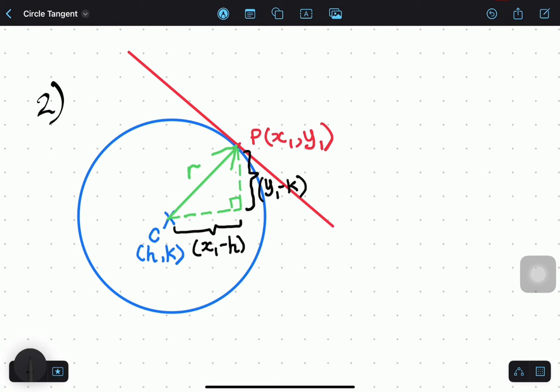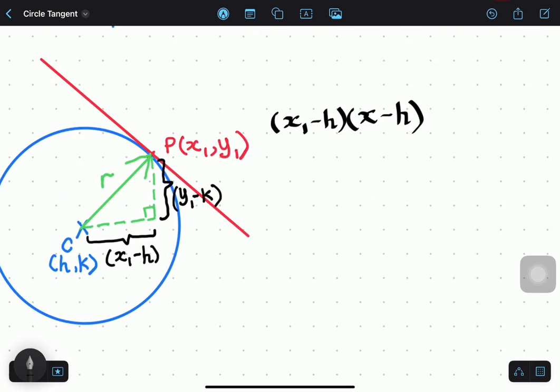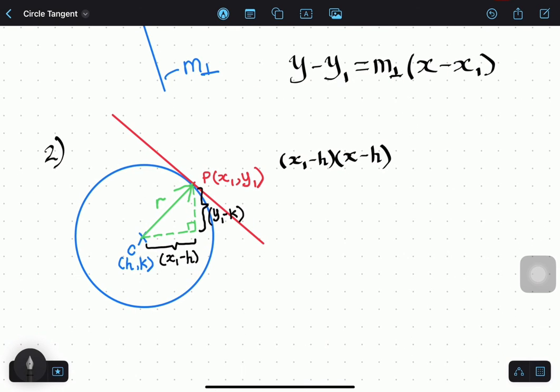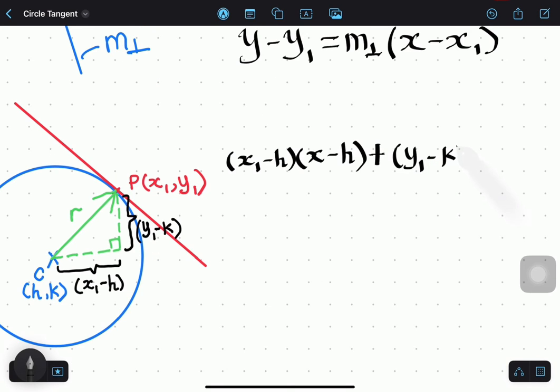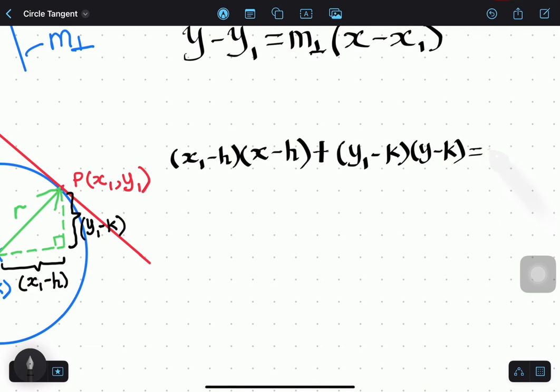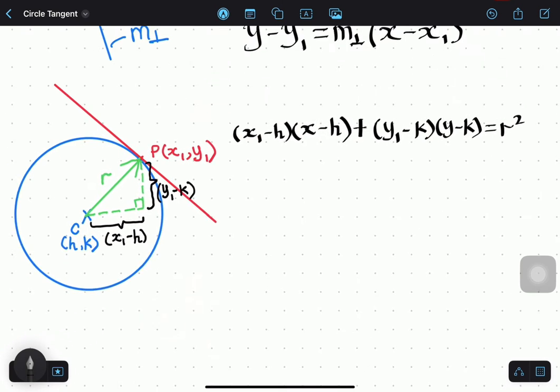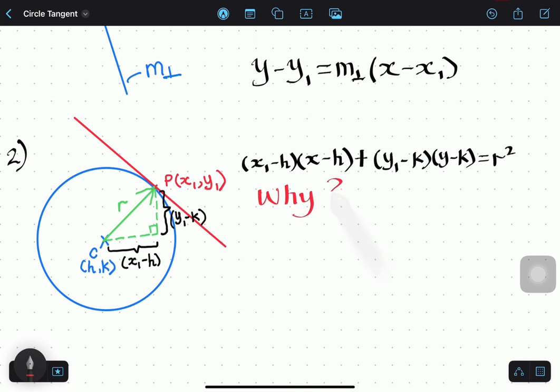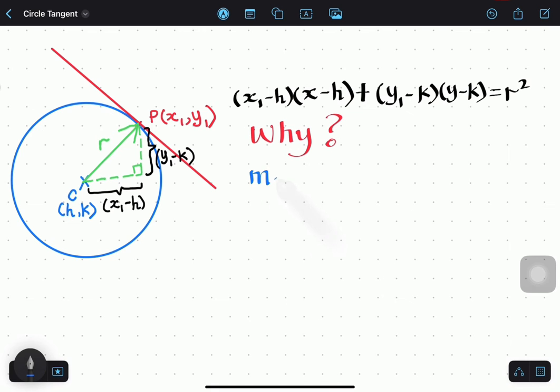Now if you draw a perpendicular line, there's a Pythagoras theorem where the height and the width can be easily found if you know the two coordinates. So I'm going to prove to you that this equation equals r squared. Why? This video will explain why this equation works.